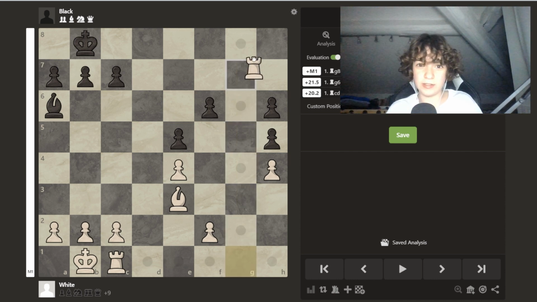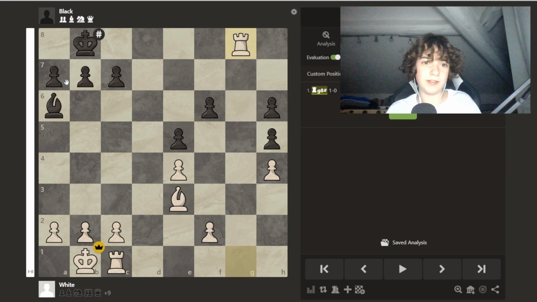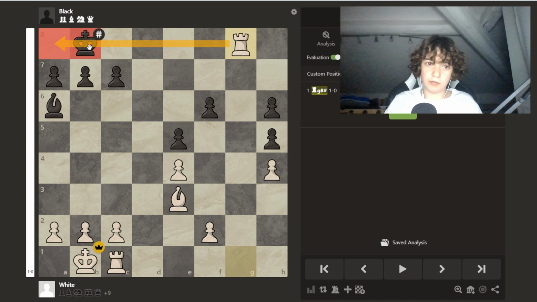All you have to do is slide the rook down, and since the king is boxed in by the pawns, it can't go into the pawns, it can't take its own pieces, so it has only these three squares that it's able to go to. So the rook just attacks all three of those squares, and it's just mate in one.